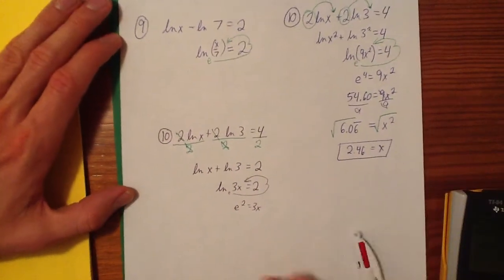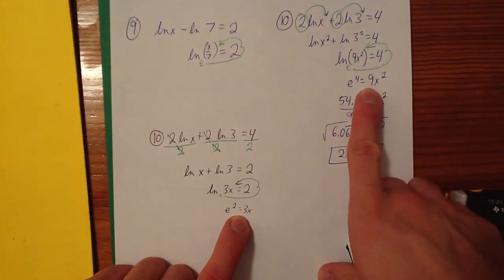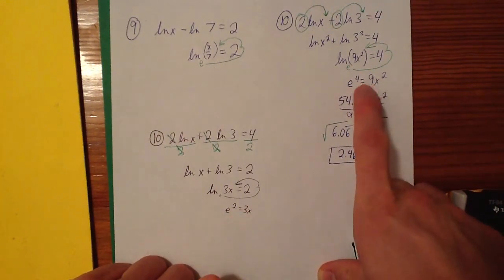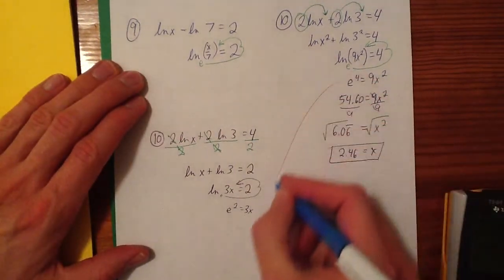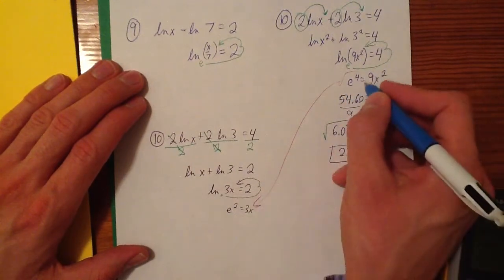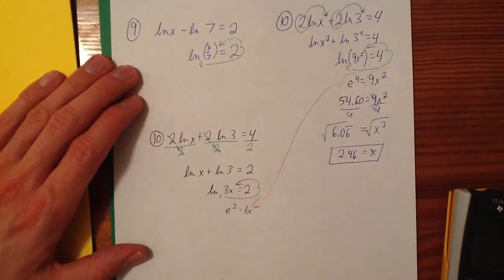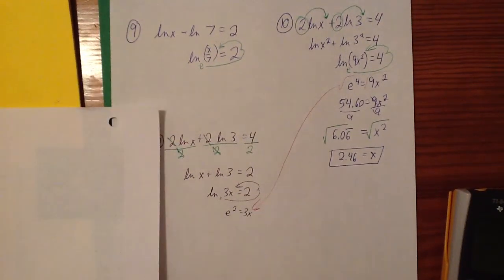Let me point out something, though, just because I'm in the mood to. This and this are the exact same thing, only this is the square root of everything here. If I was to take this right here and square root both sides, that'd give me e squared, and that'd give me 3x. In the end, I'm going to get the same thing. It's just a different way. Just wanted to throw that out there. I wanted to show you that.